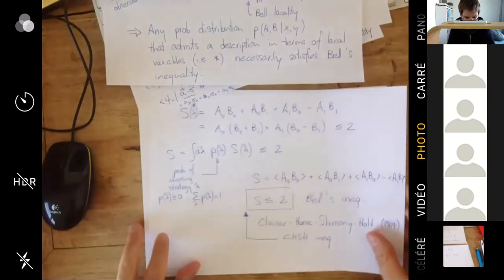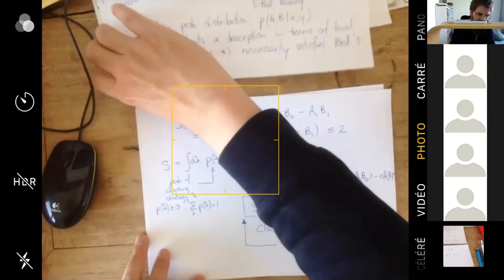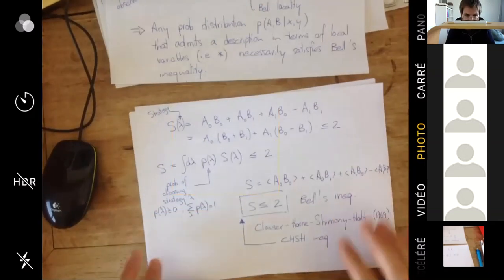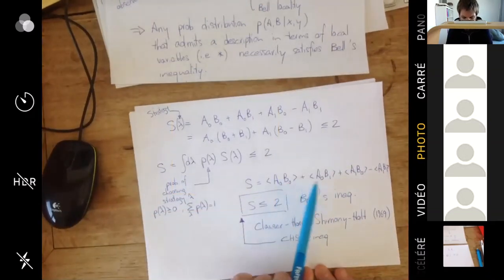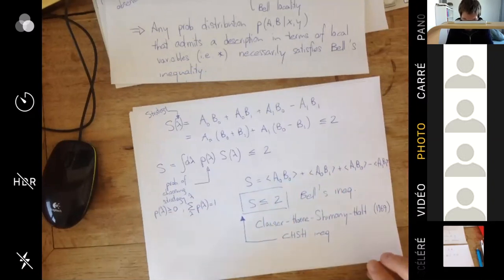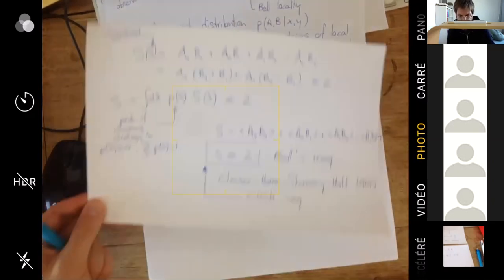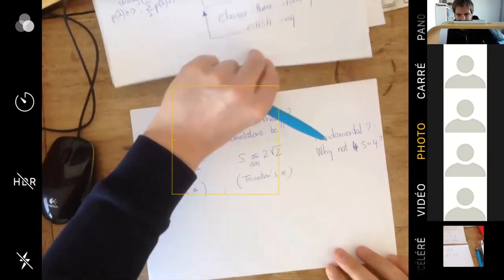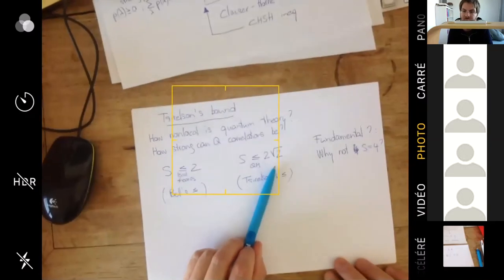Here is my game again. You see my game, it has 4 terms. Obviously each one is bounded by 1 or -1, but of course the algebraic maximum of this function is 4, right? If this is +1, +1, +1, -1, I get a 4. So why can it not be that quantum mechanics goes beyond 2√2? That sounds astonishing, right? Why is there this limit?